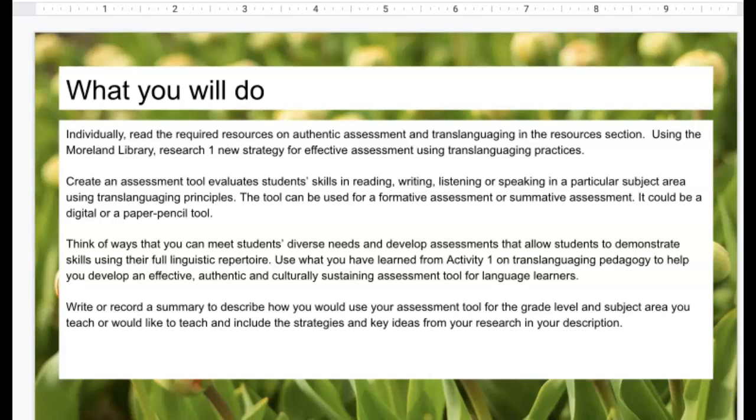And describe how you would use your assessment tool for the grade level and subject area that you teach or would like to teach, and include the strategies and key ideas from your research in your description. So if you record a summary and you're referring to the resources, please provide on the platform a separate resource page, okay? A resource document.